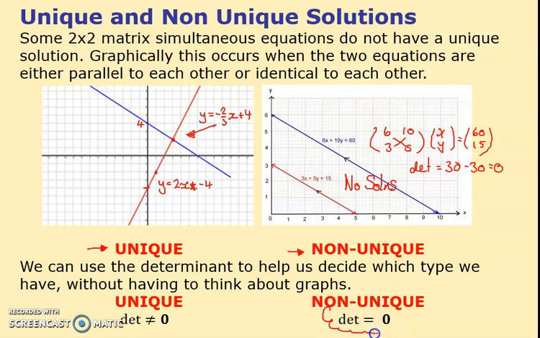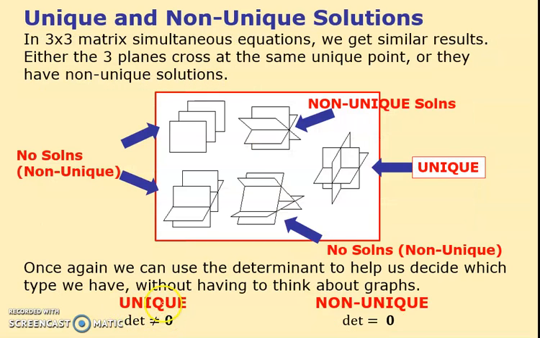And this turns out to be the rule. If you have a determinant that is equal to 0, you won't get a solution. But if you get a determinant which is not equal to 0, you will get a solution. And we can carry that forward into a 3 by 3. Now what you need to understand is when you write in a 3 by 3, we actually get a plane.